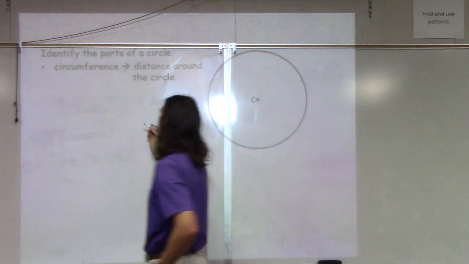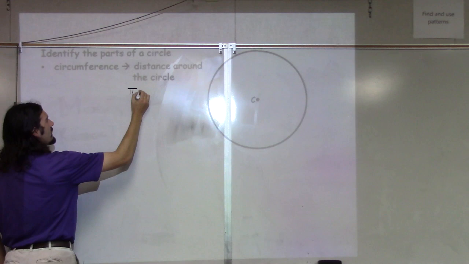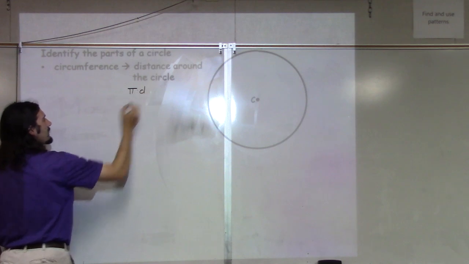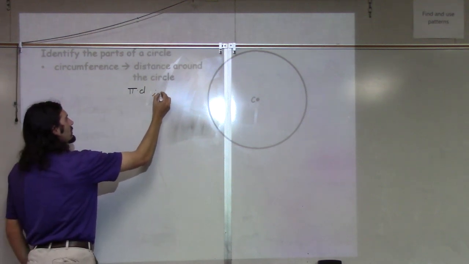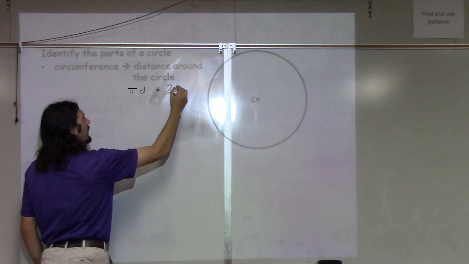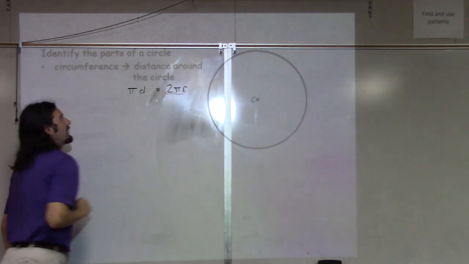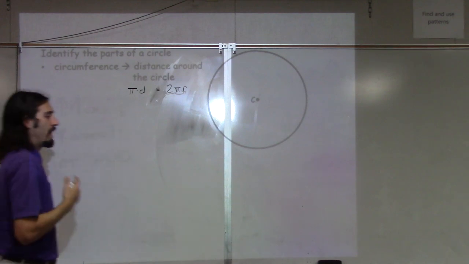So generally speaking, it's written one of two ways. In its simplest form, it is pi times the diameter, which you could also write in terms of the radius, because it follows easily that the radius is half the diameter. So if we double our radius, we get our diameter. So we have that right there.